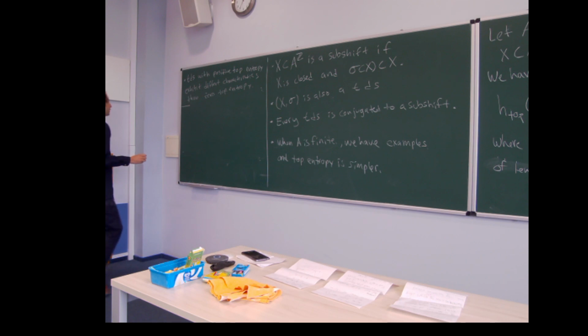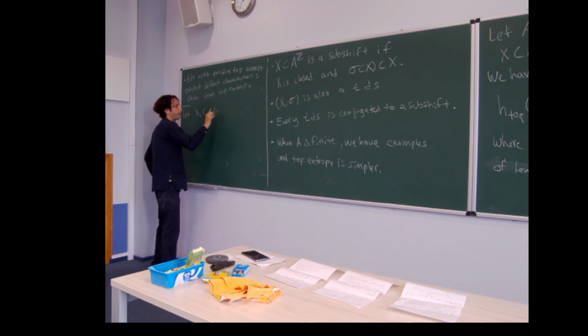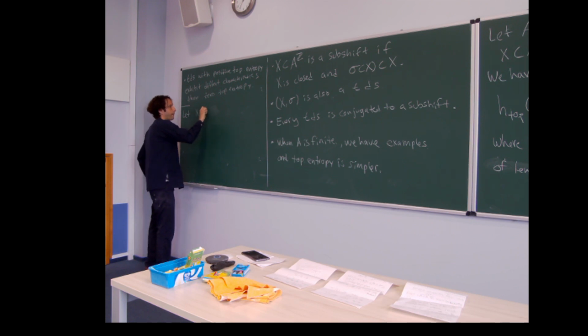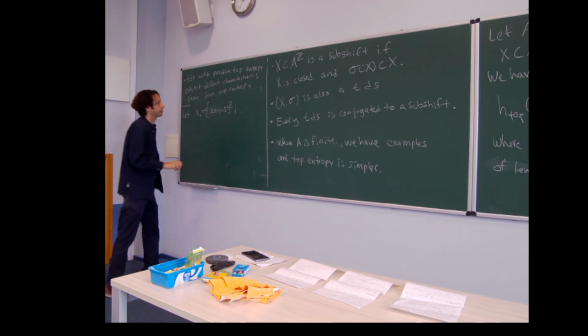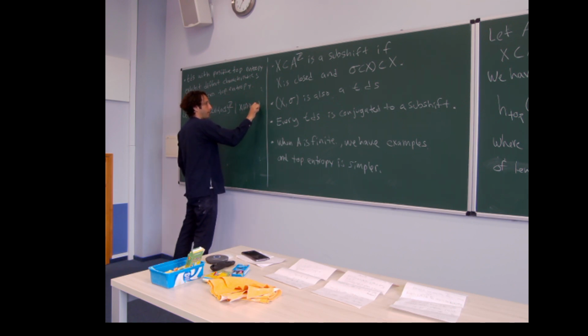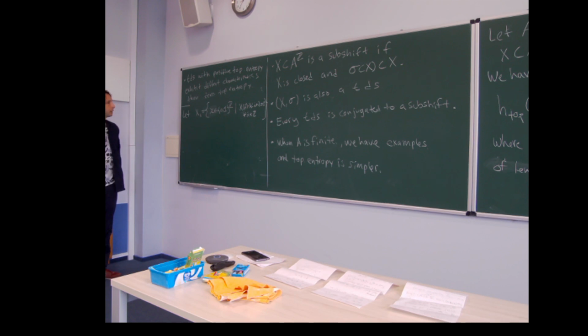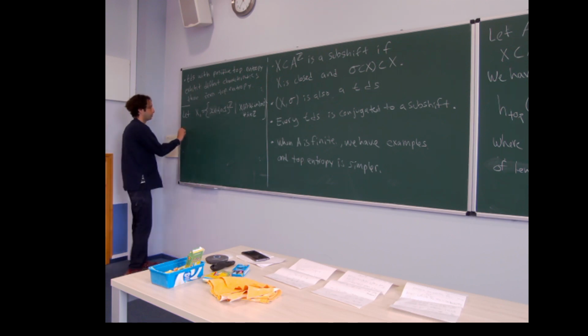Let me test it. This is the ith coordinate times the next coordinate, so what does it mean? It means that for two consecutive values, one of them has to be zero. So they cannot be two ones. So a typical point looks like this.